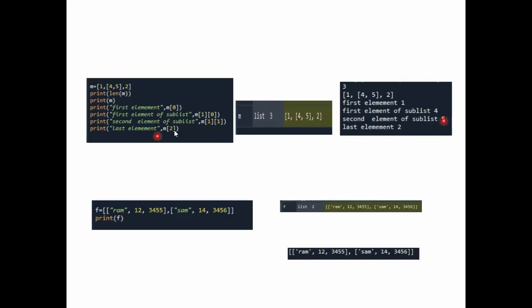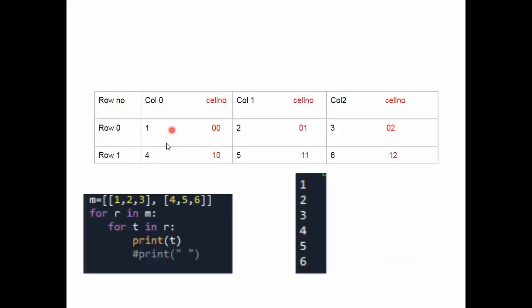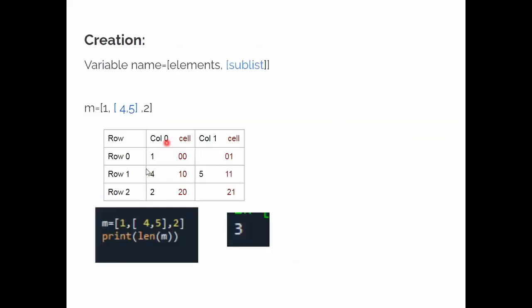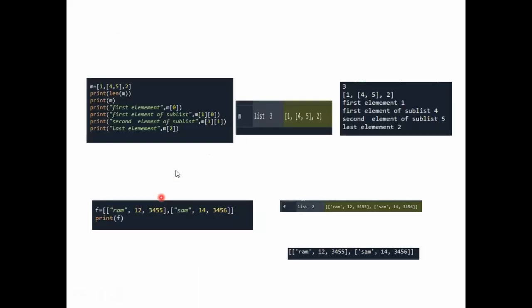And the last element, which is not a sublist, is present directly in row number 2, because nothing is present in the second element of the sublist. So this is not a sublist, so directly I can write only the row number. So I'm writing only the row number, m of 2. So what is present in m of 2?